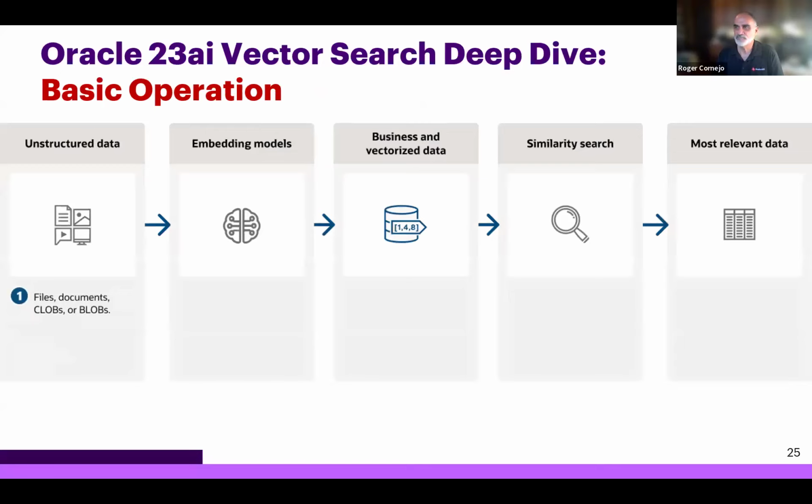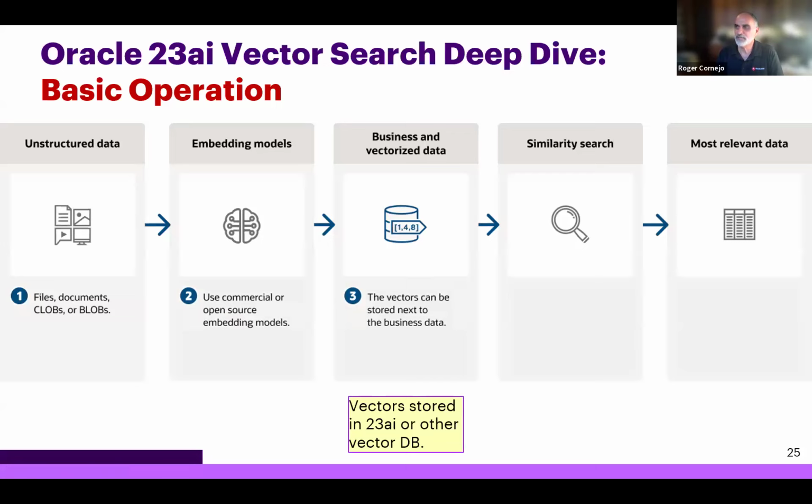So the way it works for vector search, you have your files and documents or CLOBs and BLOBs, and then you run them through an embedding model, and that can be an open source or commercial embedding model. And then it creates the vectors, which you can store next to the business data. So you can store it in a column right alongside your relational data. And then you can perform similarity searching, and it will return the vectors that are most similar. And then essentially you're going to get that data returned to you. So that's the basic operation.